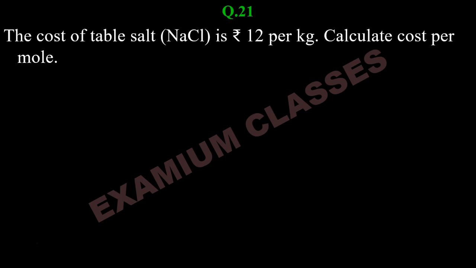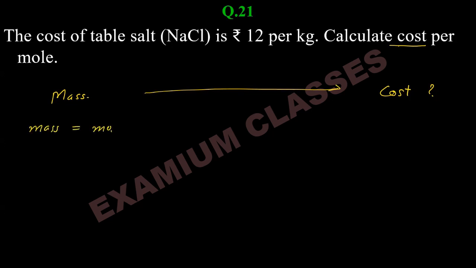But first, what do you need to calculate? You need to calculate cost. And in the unitary method, whatever you need to calculate, you need to keep on the right hand side. Cost you need to calculate. What is given? Mass is given. And what is the relationship? The relationship is that mass equal to molar mass is equal to 1 mole, and that's what is asked per mole.